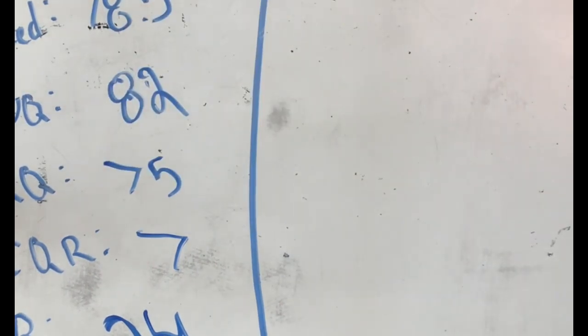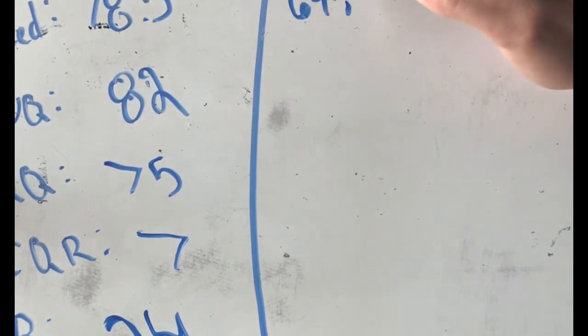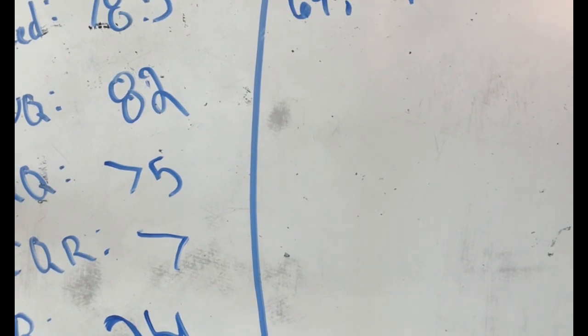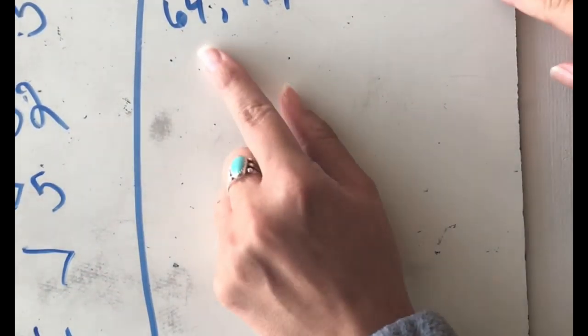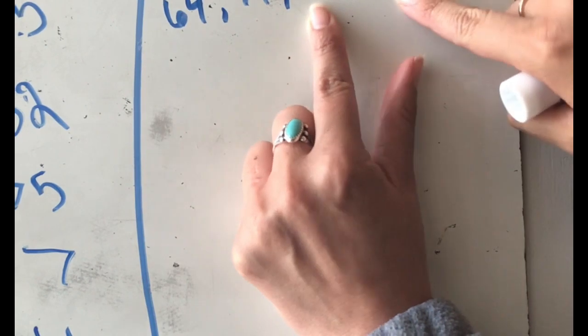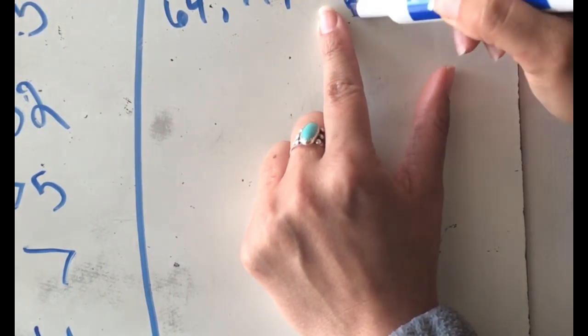For my median, I had to put all my points in order. So I had 64, 77, 78, 82, 84, and 94. And to find the median, I just started at the ends and I worked my way in. Boom, boom. My median is in between these two numbers, which is 80.